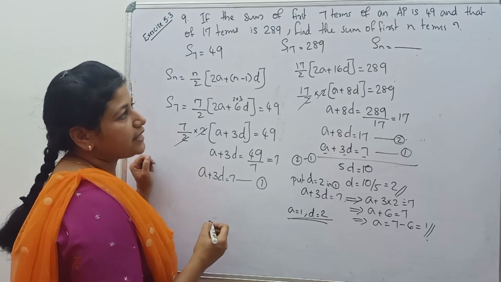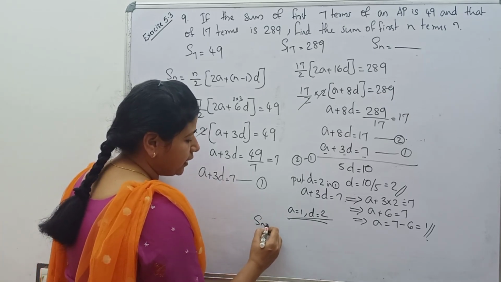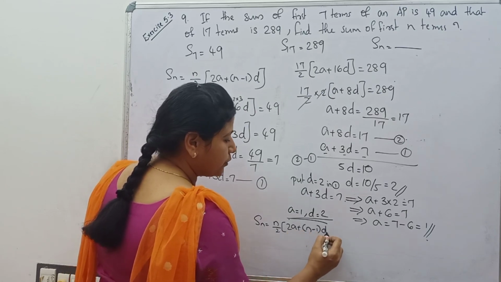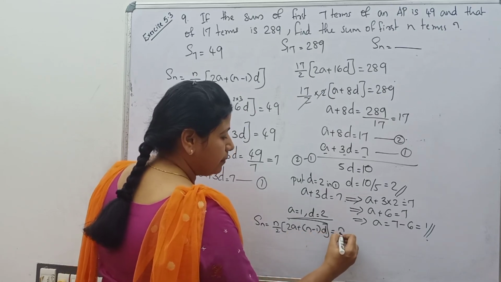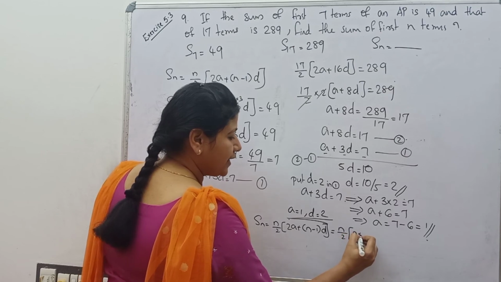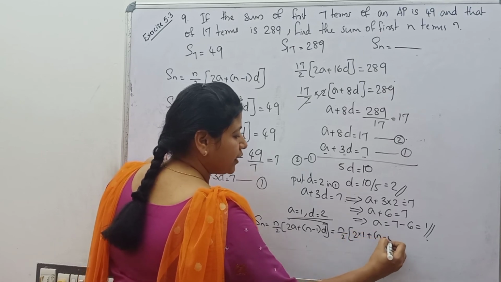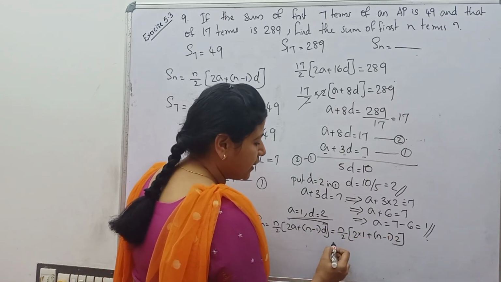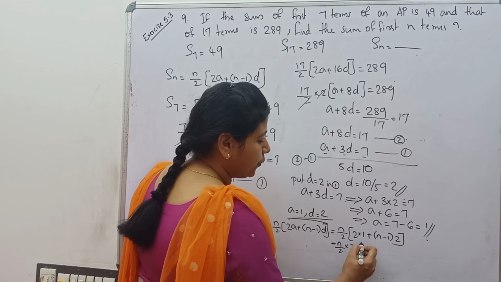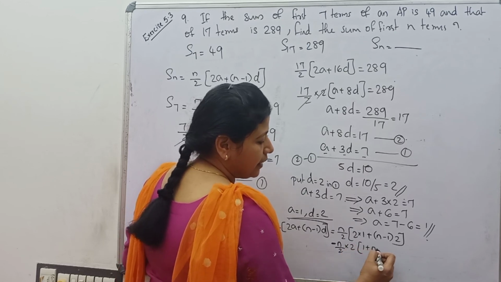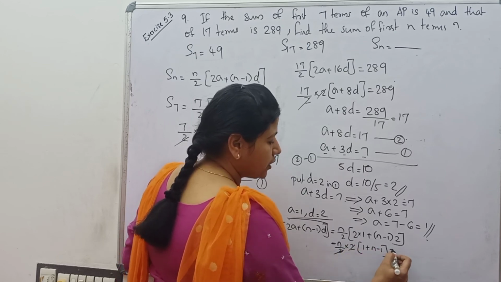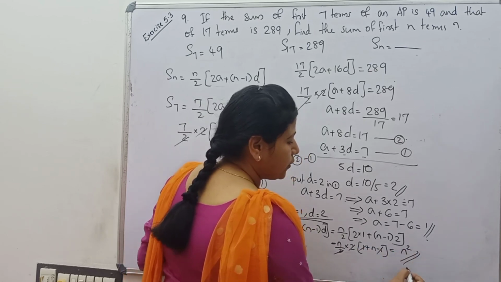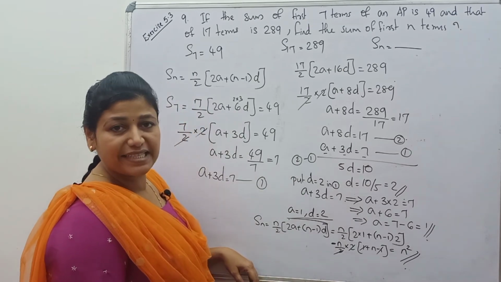Now we have to find out sum to n terms. Sn equal n by 2 into 2a plus n minus 1 into d equal n by 2 into 2 into 1 plus n minus 1 into 2. Here also we have a common 2. Taking outside, you will get n by 2 into 2 into 1 plus n minus 1. Cancel these 2's. You will get 1 and minus 1 get cancelled. n into n is n square. So sum to n terms is n square.